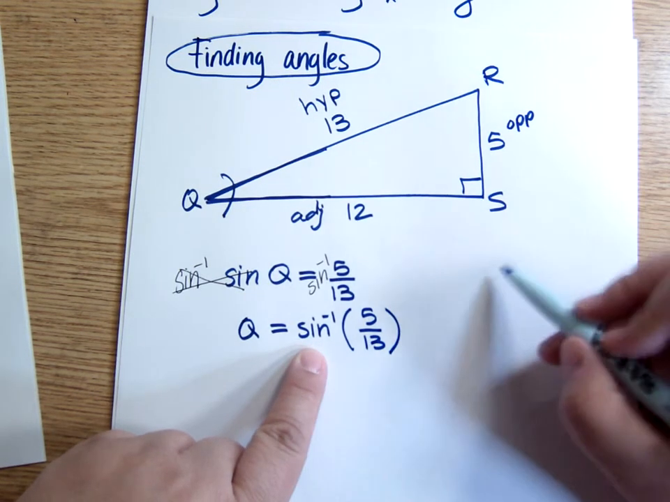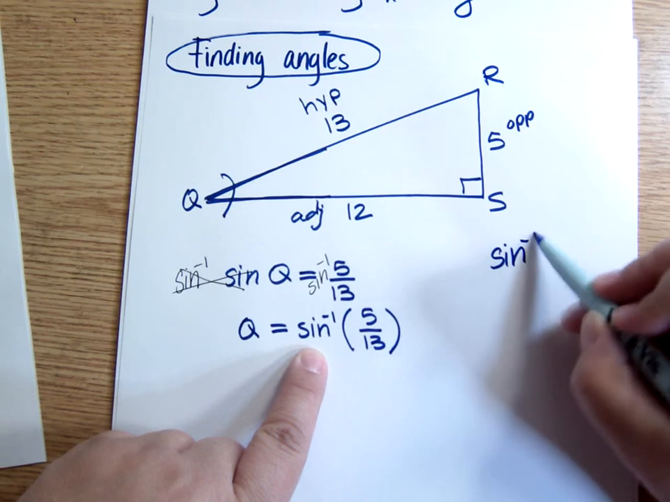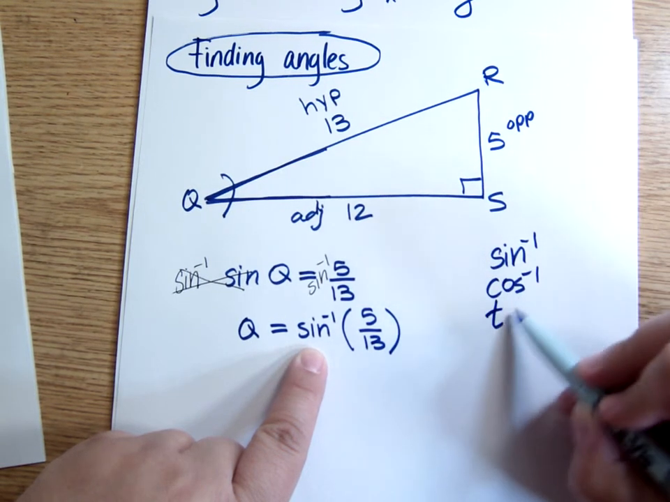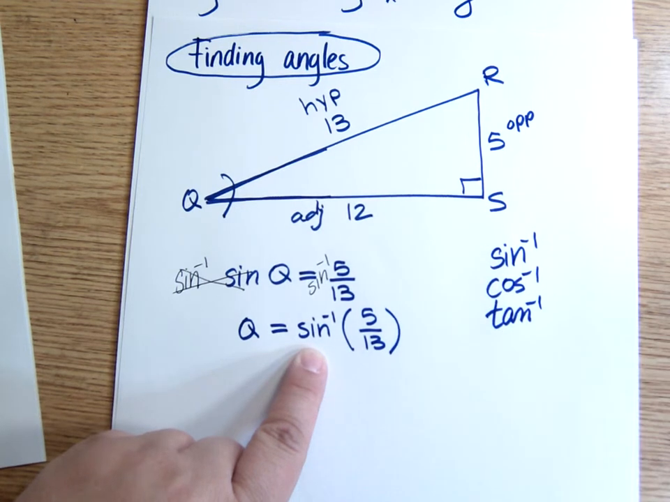So if you have any of these, these are the inverse functions, and it basically means we're working backwards and figuring out which angle would give us this answer. We already have the answer for the sine. We want to know which angle gave us this answer. Or we have the answer for the cosine. We need to know what angle would give us that answer.